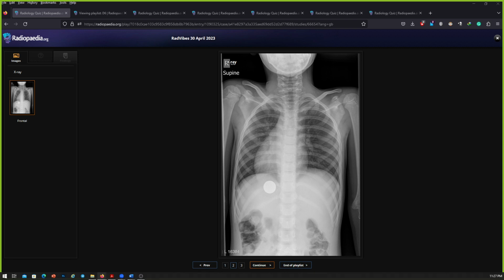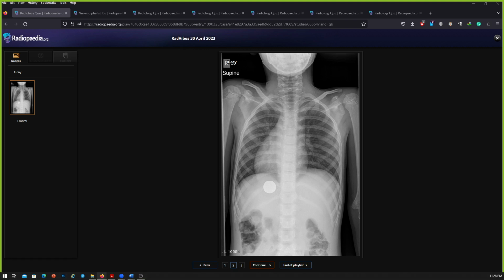I can't see any free air in the lung apices. Okay, I can see a rounded opacity in the upper abdomen.